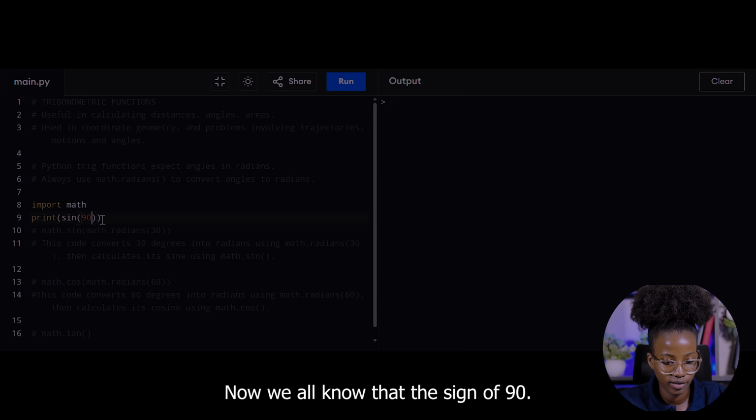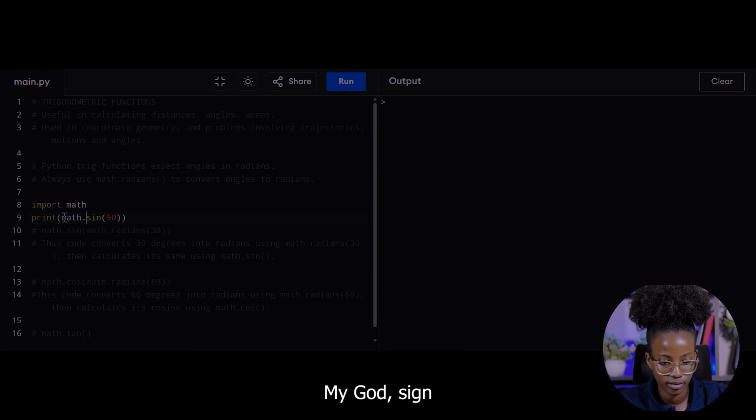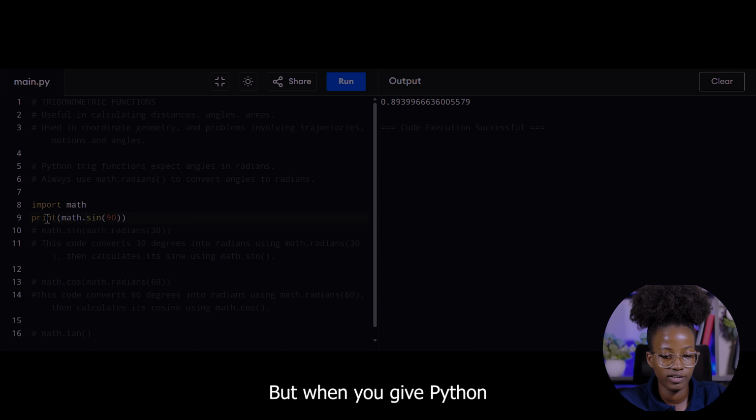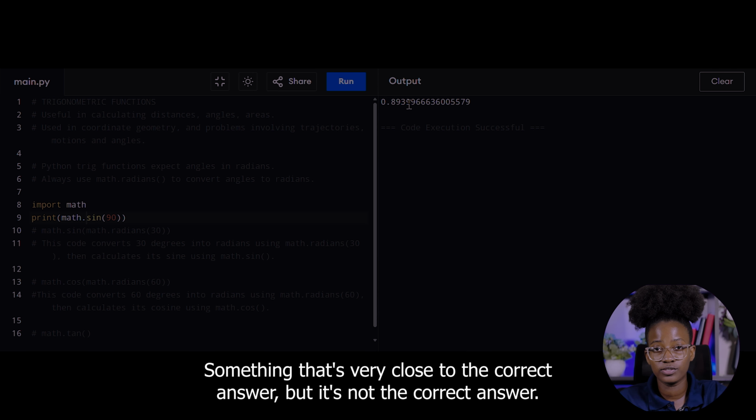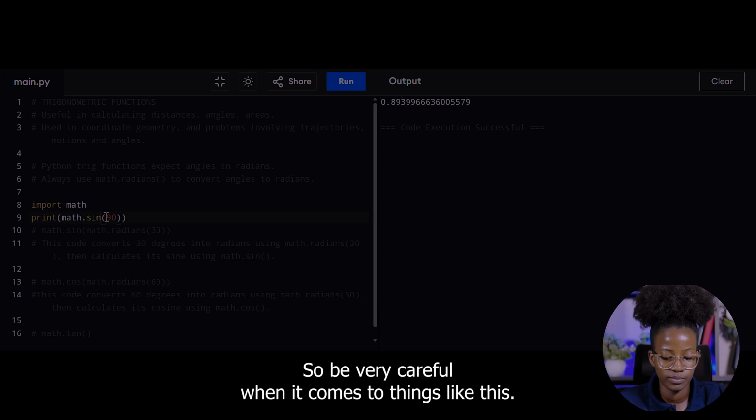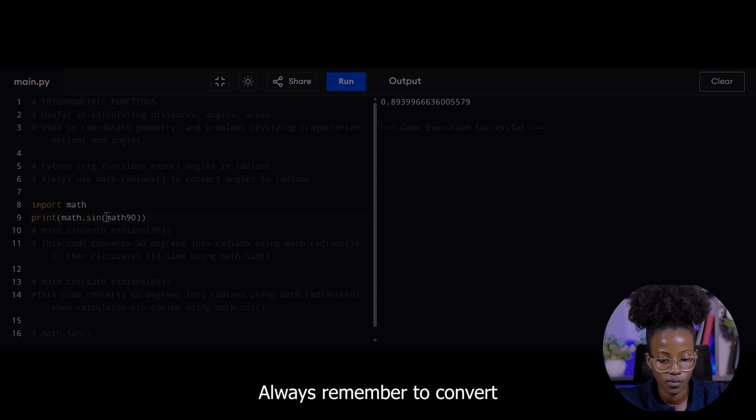Let's print out the sine of 90. Now, we all know that the sine of 90, don't forget math.sin, is 1. But when we give Python this plain angle, it gives us 0.89 something. That's very close to the correct answer, but it's not the correct answer. So be very careful when it comes to things like this. Always remember to convert your degrees to radians. It is very important to do so.